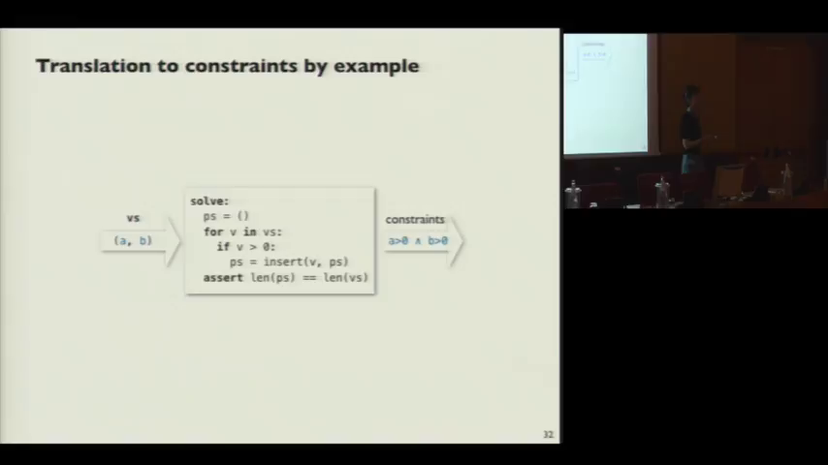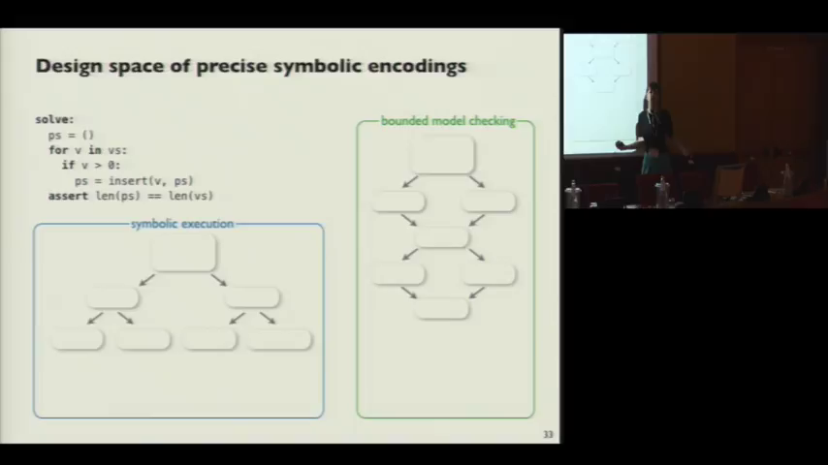Before I do that, let me briefly remind you how people in general do this kind of reasoning, how they take a program and translate finite executions of this program to constraints. There are two main methods of doing it. Both of them are quite old. Some of them go back to the 70s. One is called symbolic execution, and the other one is called bounded model checking. They both have advantages and disadvantages, and what we're going to try to do is combine them in some way to get the best of both worlds.